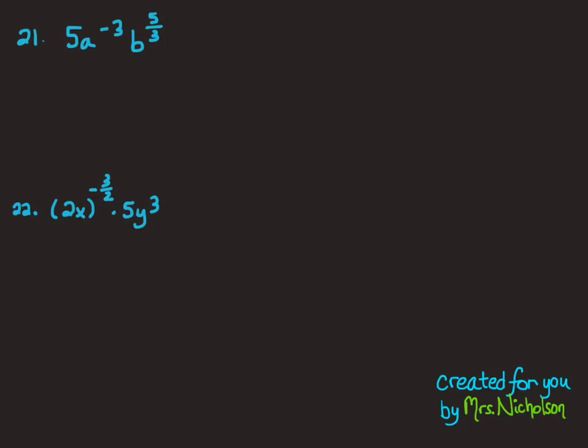And on 21, a little bit tricky here. Notice that this -3 exponent, it's only for the a. A lot of students would take the 5, keep the 5 with that a, but the -3 is only for the a. The 5 is going to stay here, but since the a has a negative exponent, I'm going to move it to the denominator and make it a cubed. Now the b has a positive exponent, so it's going to stay in the numerator, but that exponent is a fraction. And so that means I need to turn it into a root, and it's going to be a cube root of b to the 5th.